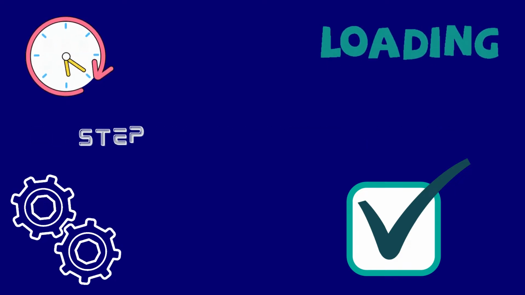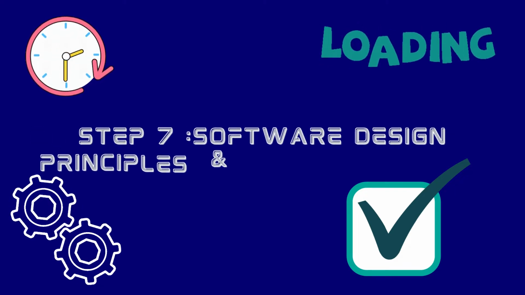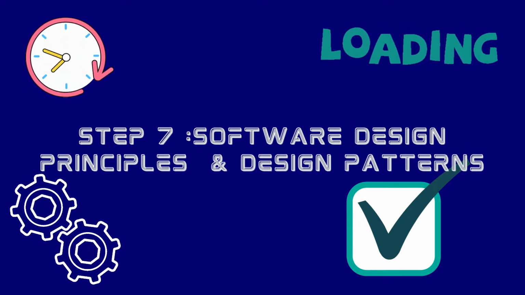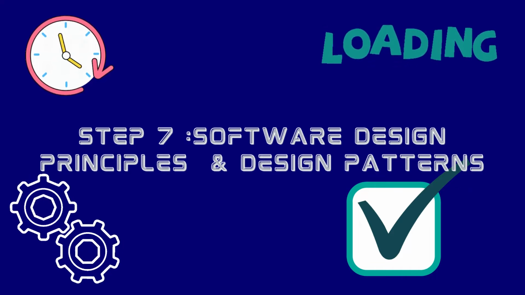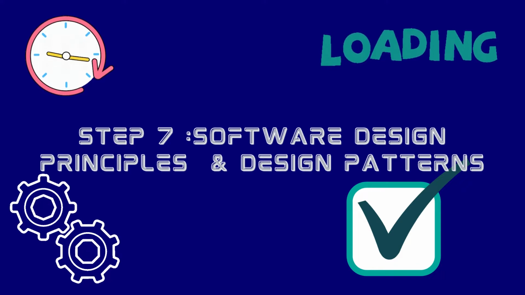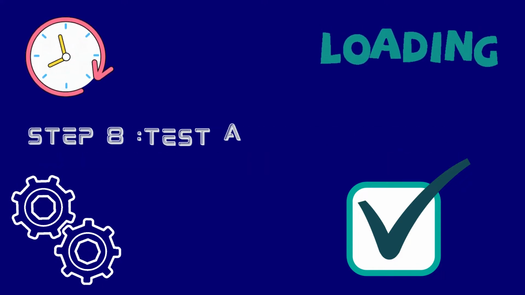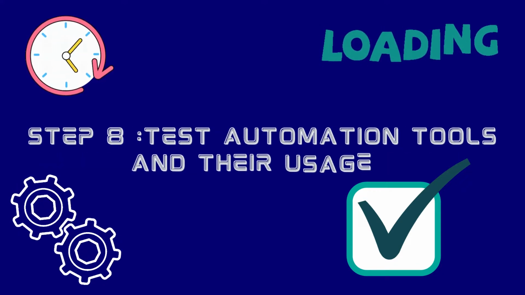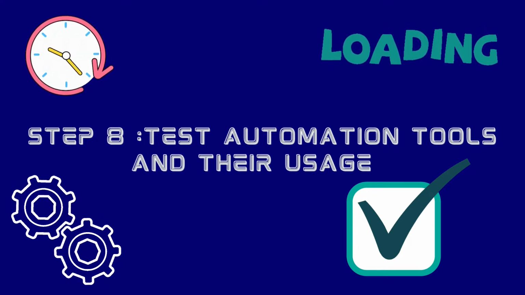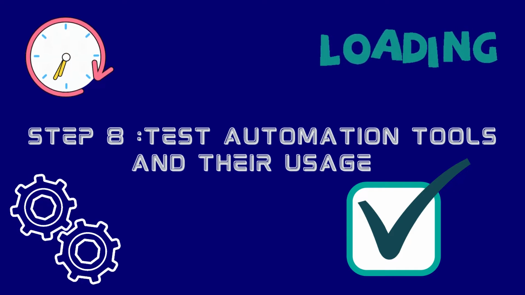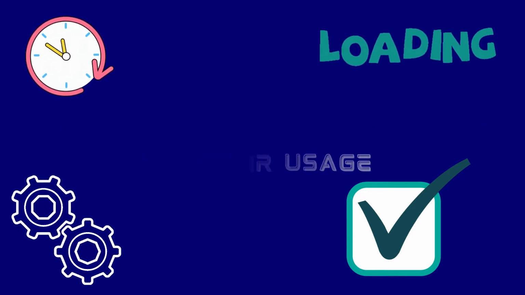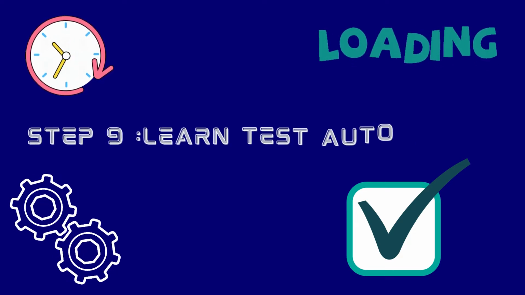Step number 7. Software design principles and design patterns. In order to write efficient code, it is essential that you understand the various software design principles and design patterns. Step number 8. Test automation tools and their usage. You need to be aware of various test automation tools available in the market and their applicability. Not all automation tools will be applicable everywhere, so you need to understand which is applicable and where.